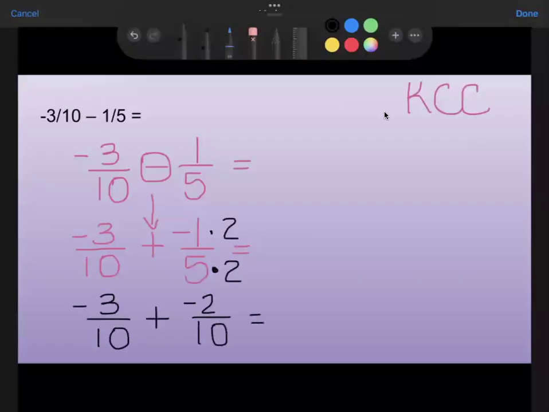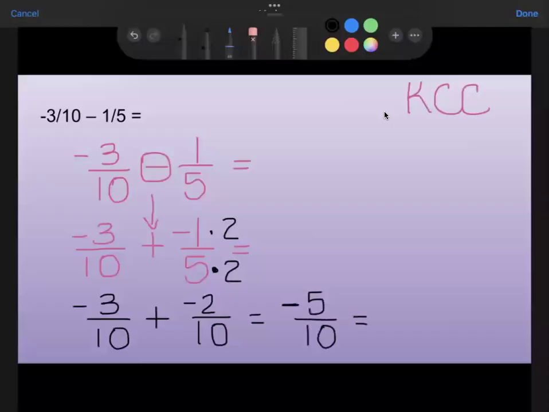So now I can go ahead and use my adding integers rules for these. They're both the same sign, which means we're going to keep that sign and add the numbers. Since they're both negative, we're going to keep that negative. And then negative 3 plus negative 2 is negative 5. Then I'm going to keep that over 10.